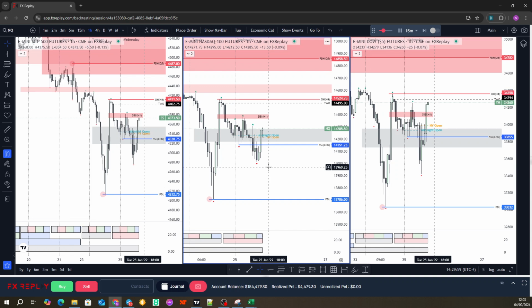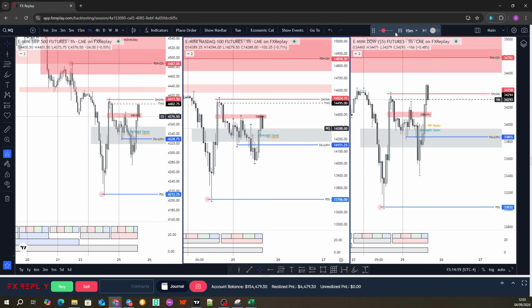YM repricing higher, but again, all three members need to be on the right side of the market. So all good and well, YM prices up there. Okay, NQ's there as well. What time are we?